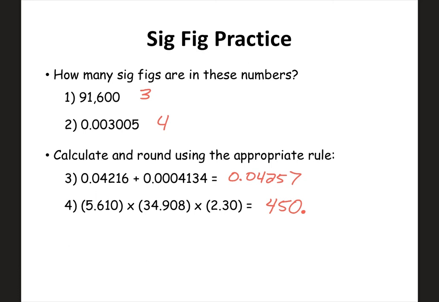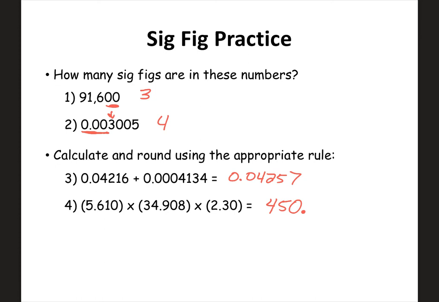For the first one, these zeros at the end don't count because there's no decimal place there. So it's just the 9, the 1, and the 6 count. So it's 3 sig figs. For the second one, this string of zeros in the beginning do not count because left to right, you haven't reached a sig fig. Once you get to the 3, though, that's your first sig fig. So every number after that to the right would count. So that means the 3, the 0, and the 5 all count. There's 4 sig figs.